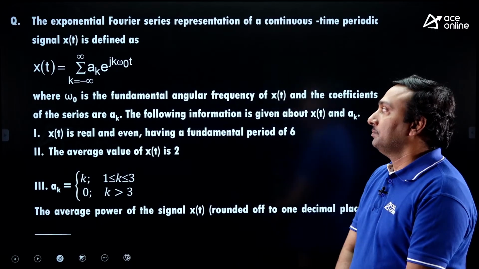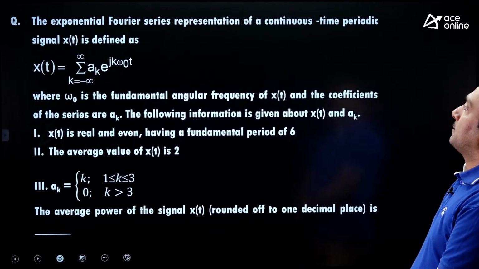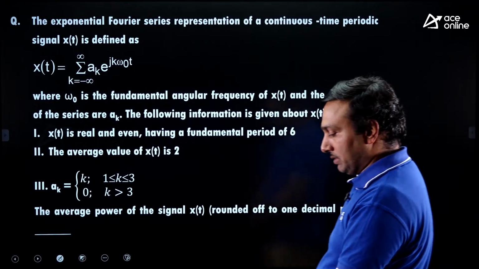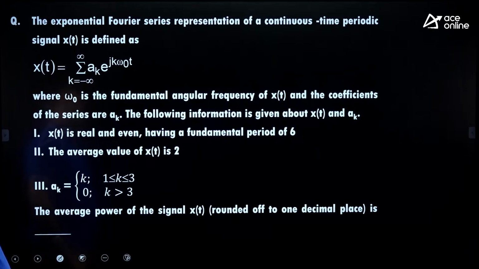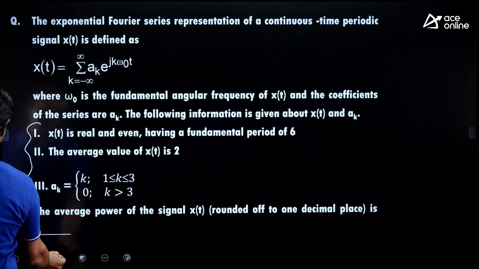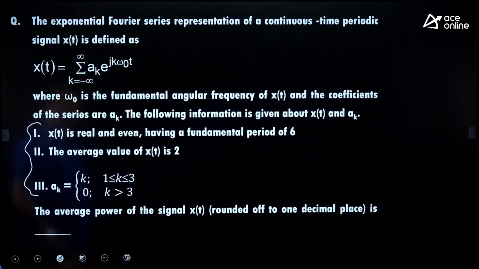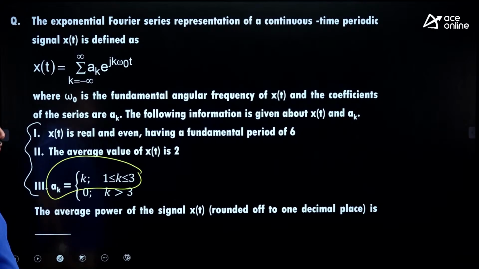Study this. This was also asked in one of the recent GATE papers. Exponential Fourier series representation is given by summation. We know exponential means we have a two-sided spectrum, minus infinity to infinity. X of t is real and even. 3 points are mentioned about the signal. It is a periodic signal having a fundamental period of 6. Average value of x t is 2. a k, the Fourier series spectrum, has amplitude of k for frequencies 1 to 3.